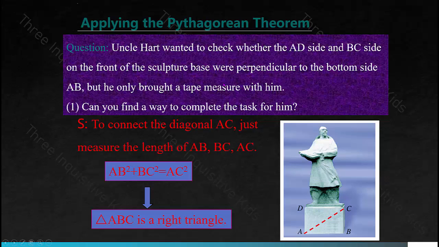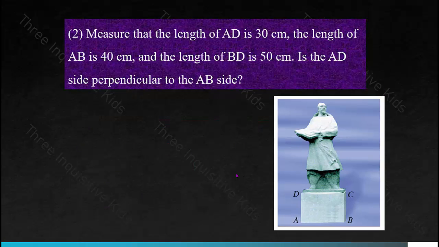So the way he would find it was just use a tape measure, measure CB, AB, apply the Pythagorean theorem, and if the Pythagorean theorem holds, then it means that it is a right triangle. And this is what we learned in the last lesson. If it satisfies the Pythagorean theorem, it must be a right triangle.